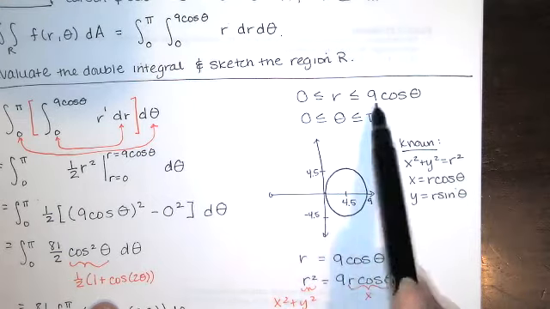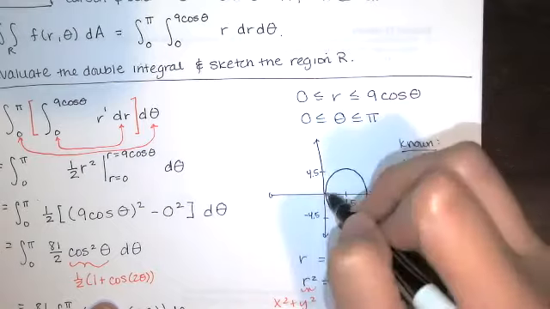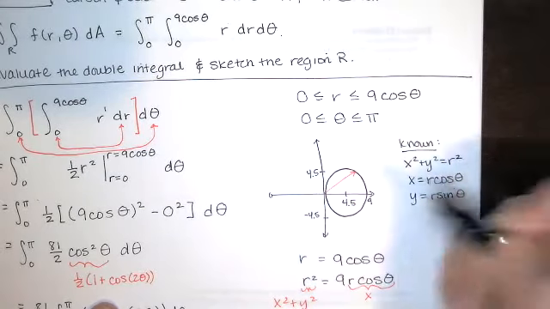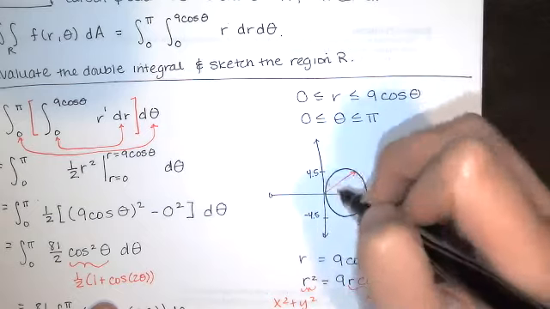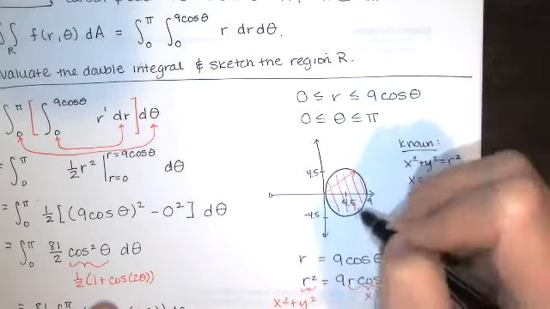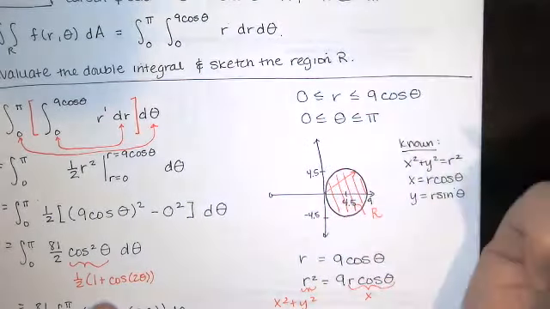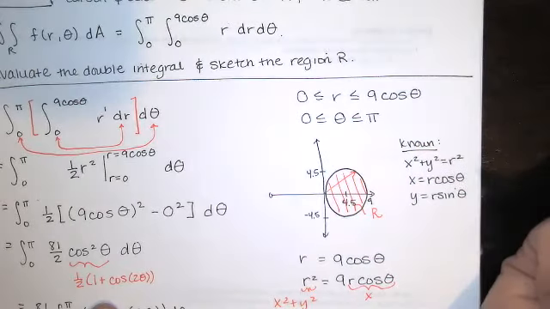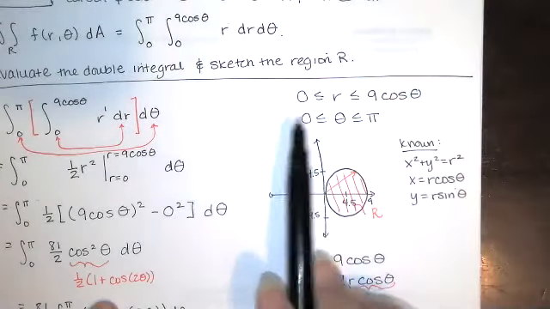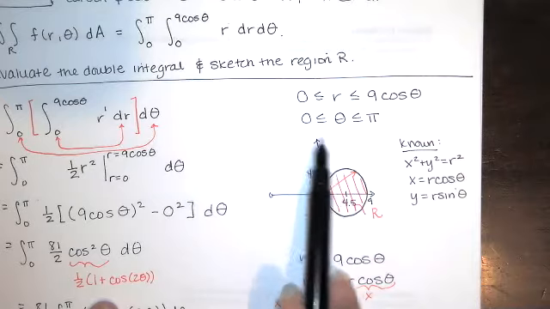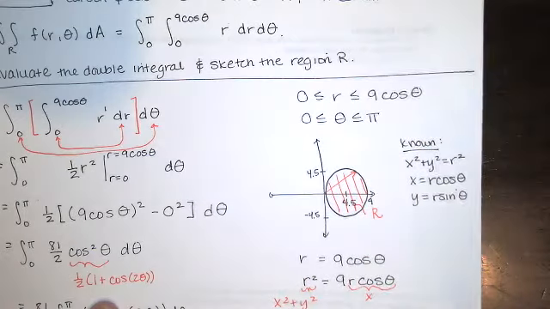So if r is going from 0 to here, so it's starting at 0 and going out to that curve, and theta goes from 0 to pi, it turns out to trace out that whole circle, and this is the region R that we're talking about. Now, I haven't proven it yet. I've just told you that that's what our circle looks like. Now let's talk about how this 0 to pi actually generates this circle if r equals 9 times cosine of theta.